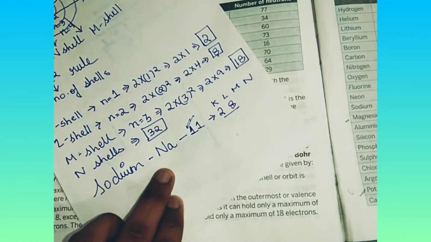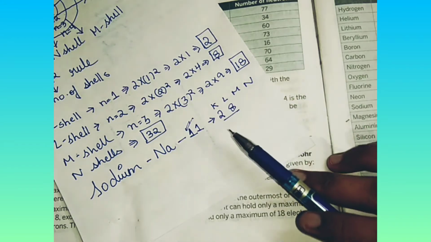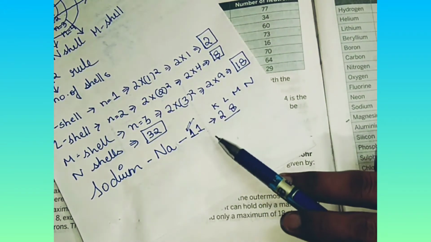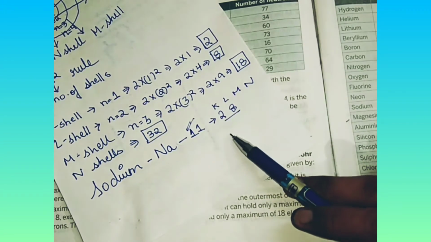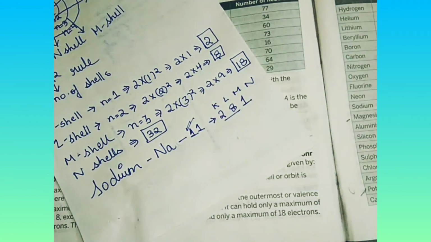Children, the atomic number you have to learn. As soon as we come to that, I will tell you. So 2 and 8 make 10, and this is 11. So 11 minus 10 is 1. So 1 electron will be left in the M shell.